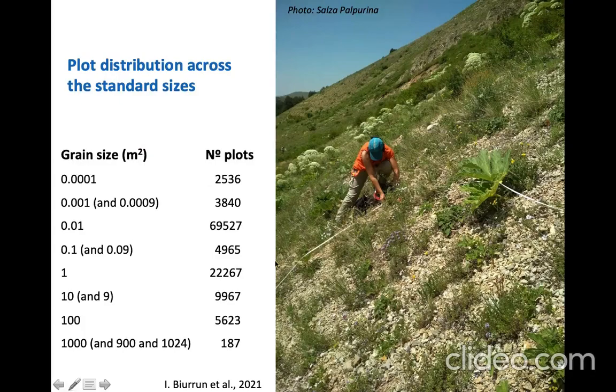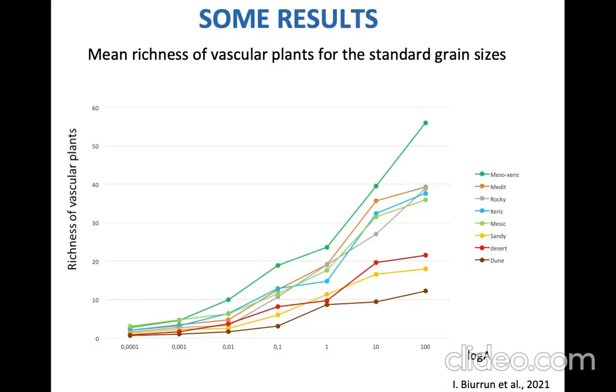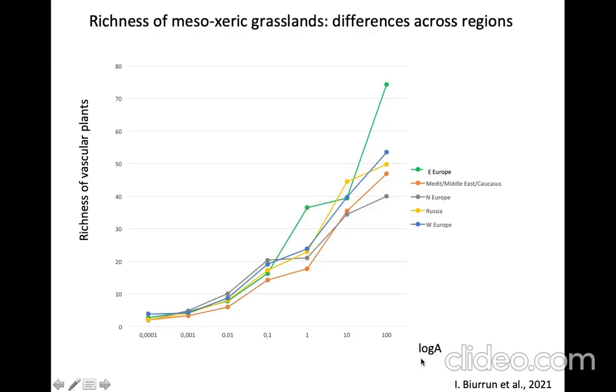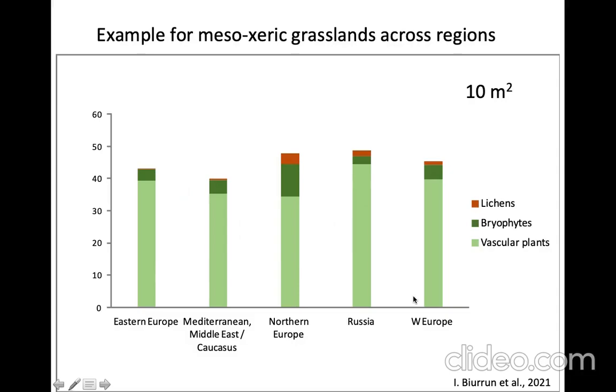Here you see the data availability for different standard grain sizes and the distribution of data across different vegetation types. With the collected data, it is possible to account, for instance, for the mean species richness of vascular plants of different vegetation types for standard grain sizes, or also to account for the differences across regions of the same vegetation unit. In this case, the richness values of mesoxeric grasslands in different geographical areas. It is possible to account for the difference in species richness between vascular plants, lichens, and mosses in different vegetation units, and also in different regions.